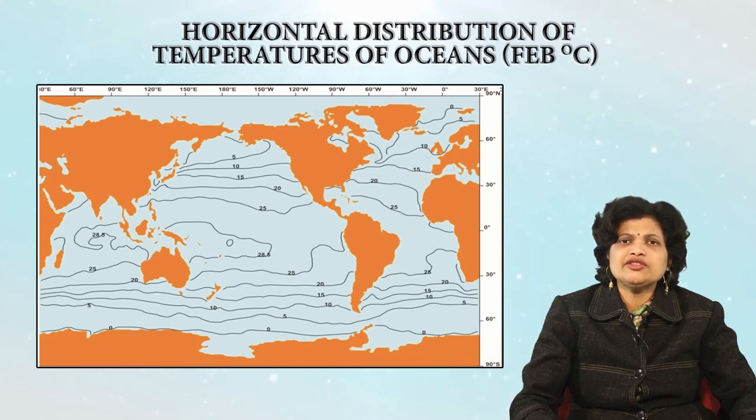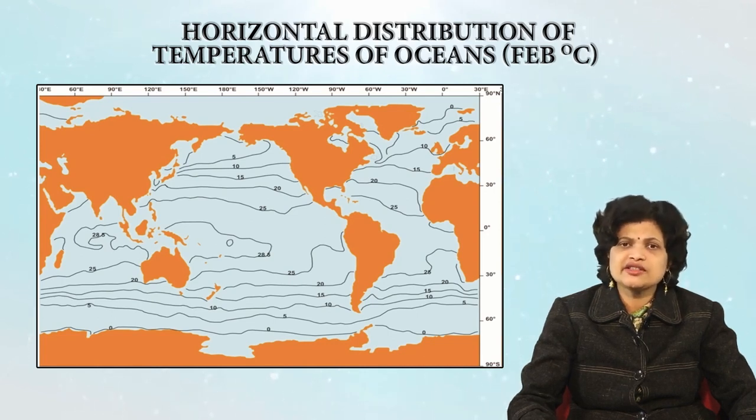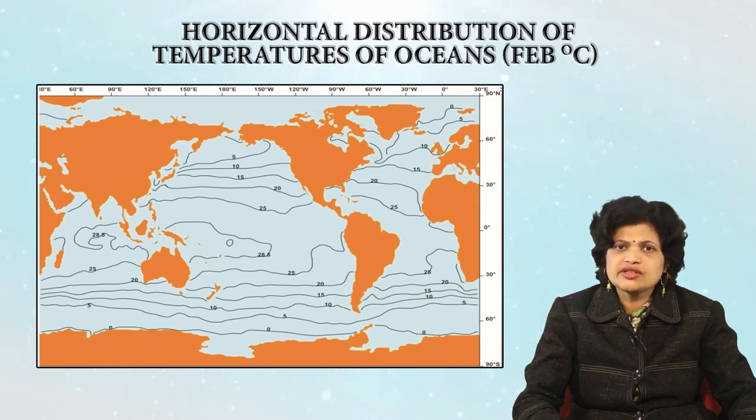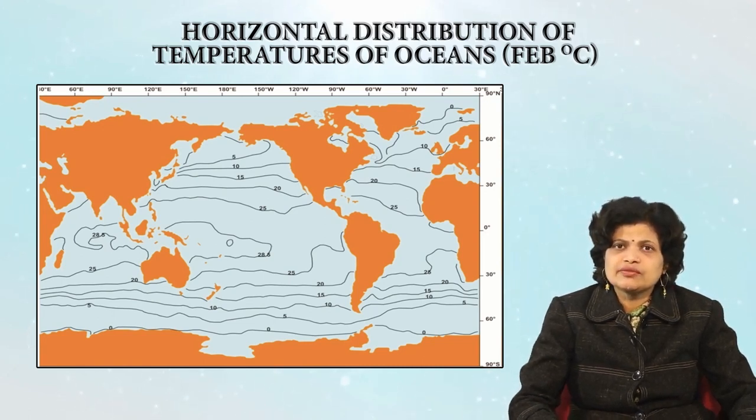Similarly, in the month of February, you can see the horizontal distribution of temperatures of the oceans. February is the month when we experience winters in the northern hemisphere and summers in the southern hemisphere. So all the isotherms are a little bit shifted towards the south. You can see compared to the previous one, the August one, the isotherms are shifted, like the 5 degree centigrade isotherm is shifted towards the south. So you can compare both the figures.